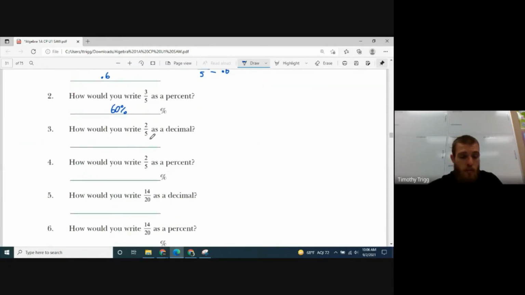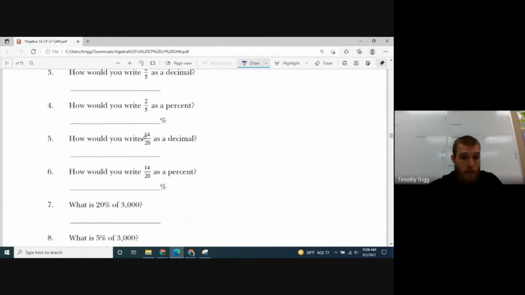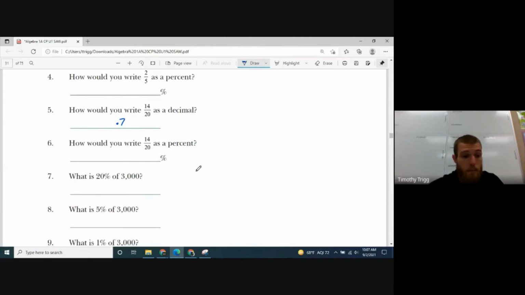What about 2 out of 5? See if you can do that on your own. You could always use your calculator. 2 divided by 5, get the decimal. Change the decimal to a percentage. Same here. 14 divided by 20. This should give you 0.7, I believe. Yeah. So this gives you 0.7. Change that to a percentage. Move it over twice, right?